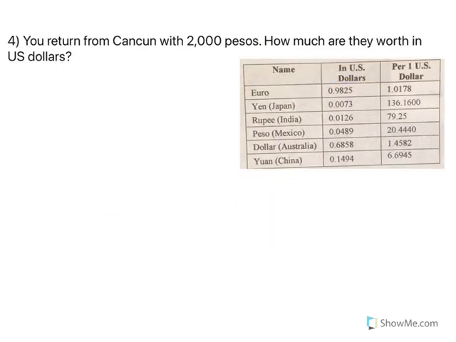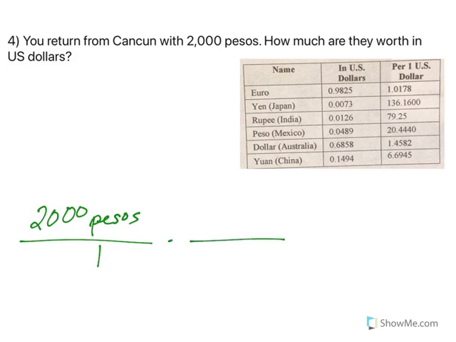Number 4, let's go to Cancun. And we come back from Cancun with 2,000 pesos. How much are they worth in US dollars? Okay, so I have 2,000 pesos. Notice how I always start with what I'm given. I always use my units, and I let the units guide me. Since I've started with pesos in the numerator, I need pesos in the denominator, and I need the American dollars in the numerator. So because I need to be in US dollars, I'm using that first column.